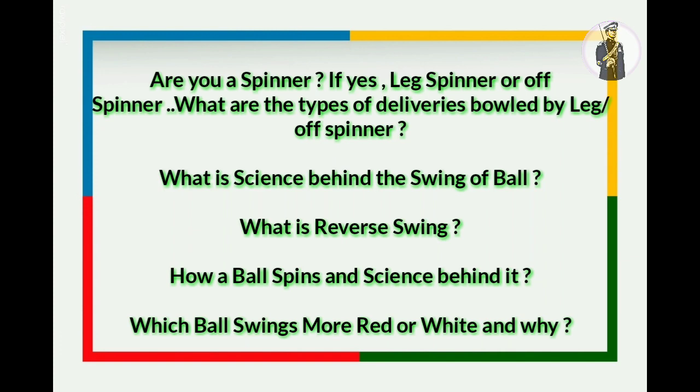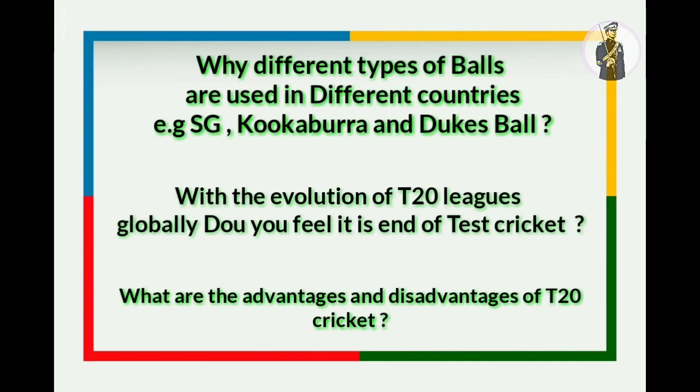Now moving to the further questions. Why are different types of balls used in different countries? For example, in India the SG balls are used, in Australia Kookaburra, and in England Duke's balls are used, because it depends upon the type of pitch they are playing on.